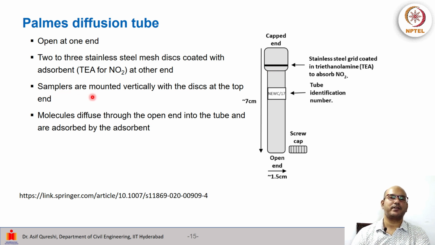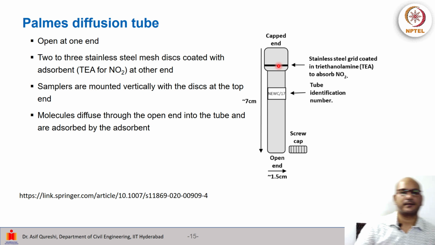The samplers are then mounted vertically with the disc at the top end. So this is the orientation how we will install these samplers, with the disc at the top and the opening at the bottom. The molecules will then diffuse through the opening, somewhere like in this direction into the tube, and then they will go and adsorb to the adsorbent, which is our TEA for NO2. And this is the idea about how to have a diffusion tube working.